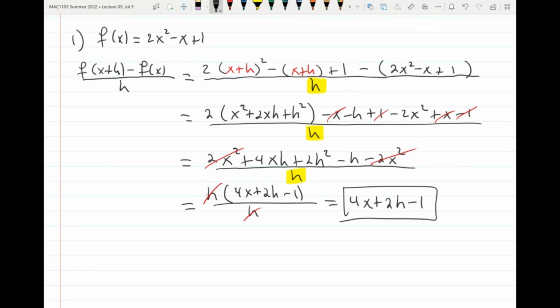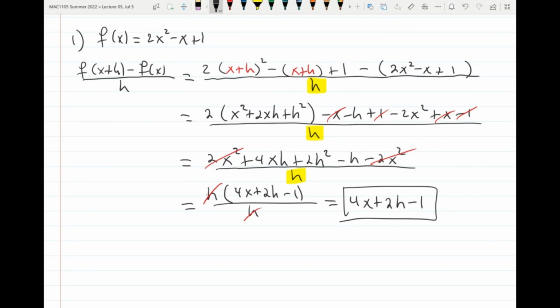So the difference quotient for this function is this one, okay? So once again, this is a formula, and what this formula is doing for us is, if you give me an x and an h, it's going to give you the slope of the corresponding secant line, okay? All right, questions?